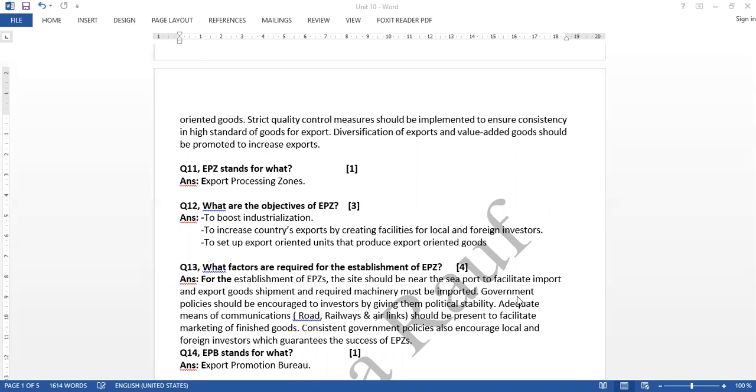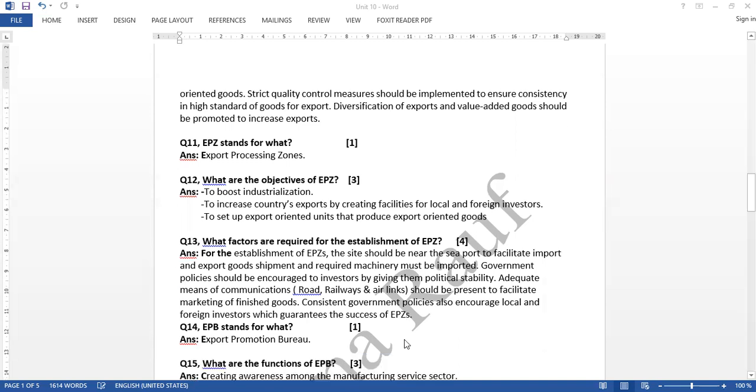Second requirement is, government policies should encourage investors by giving them political stability. Third factor is, adequate means of communications like road, railways, and air links should be present to facilitate marketing of finished goods. Last factor is consistent government policies also encourage local and foreign investors, which guarantees the success of EPZs. Right, beta?